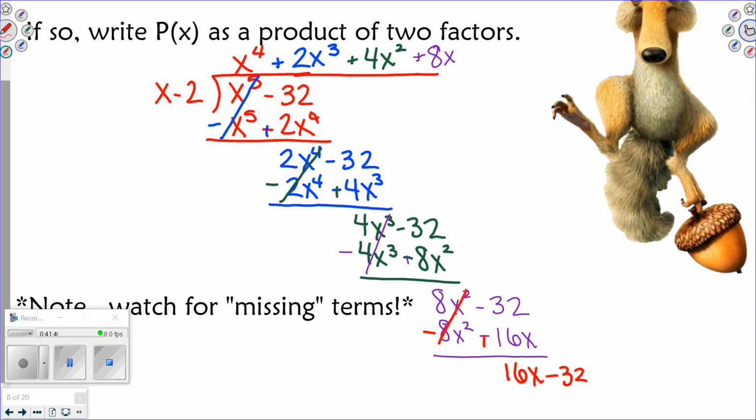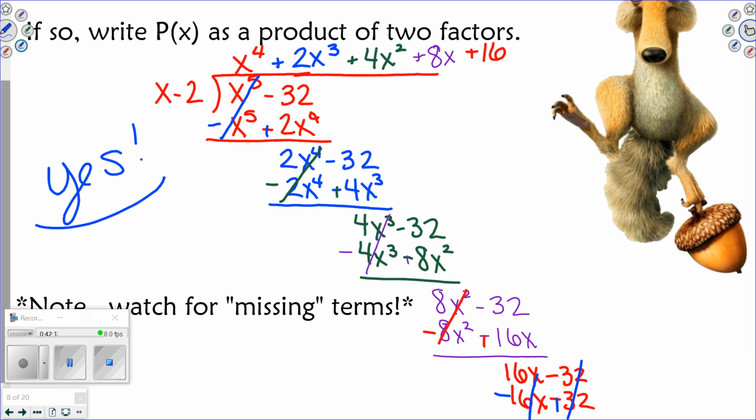What do you multiply x by to get 16x? 16. 16 times x. 16 times negative 2. And then we change our signs. Hey, they both canceled out. So is it a factor? Yes. You keep going until you can't go any further.